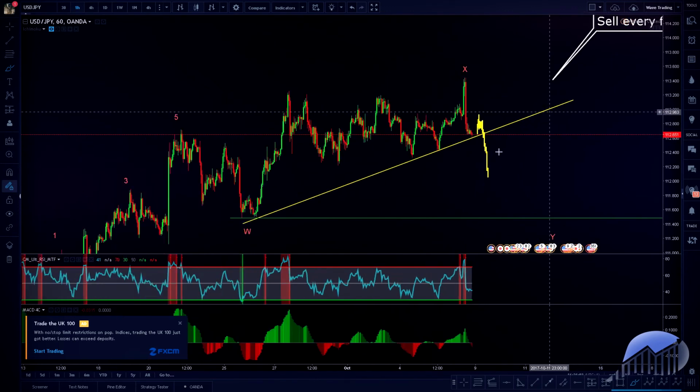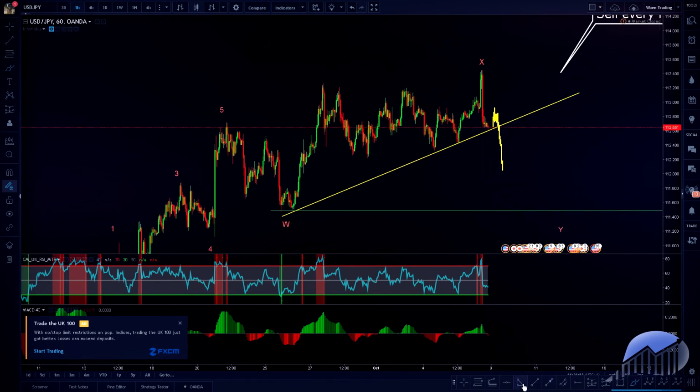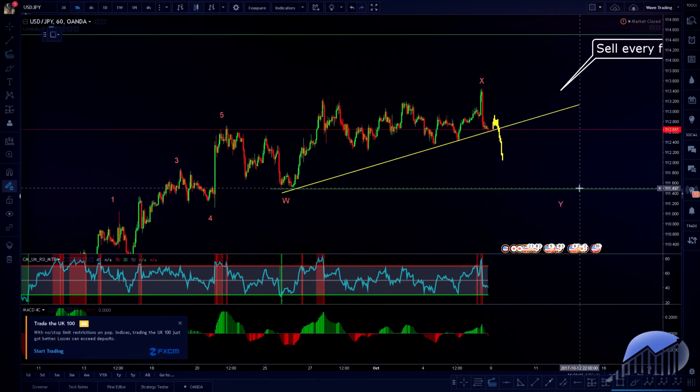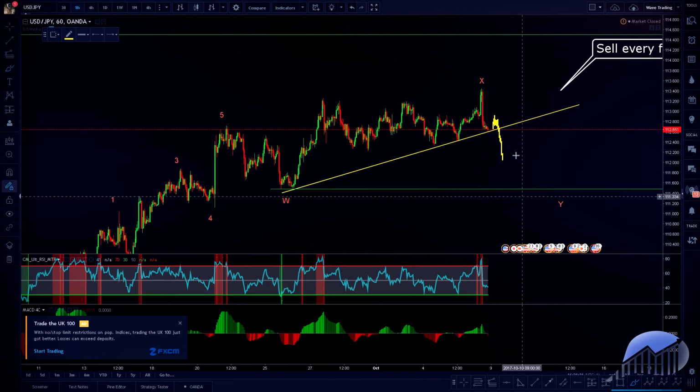But I would look to sell every single pullback down to this green line. Of course, wave Cs do tend to move beyond this green line, but this is a good target to have. So if you don't want to have an actual physical target, and you want to move your stops instead behind price movement, then I'd recommend just tightening your stops as you get into this area.